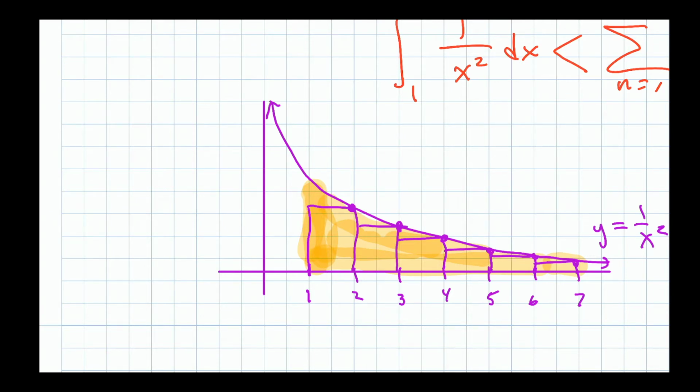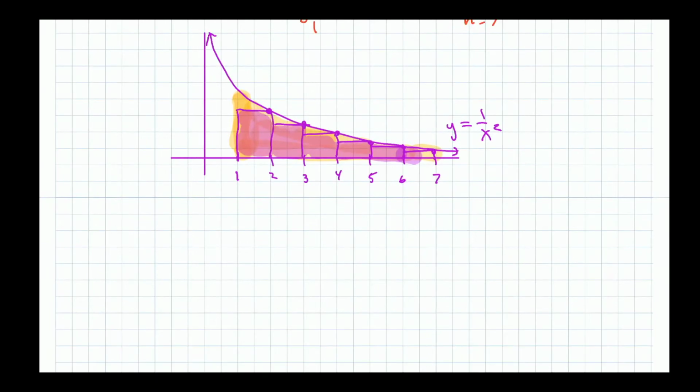And of course, the difference this time is that the rectangles are going to be below the curve. So what is the area of these rectangles? Well, we have to figure it out. The width is still 1. The width of each rectangle is 1, and the height, like this one, is 1 over 2 squared. This height is 1 over 3 squared. This height is 1 over 4 squared.